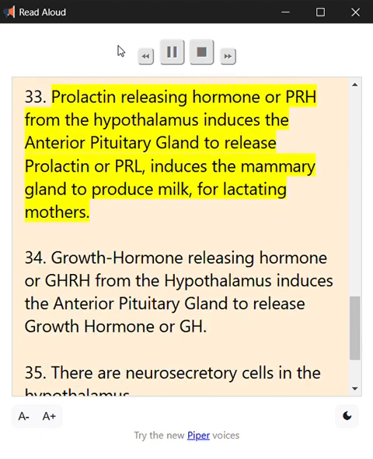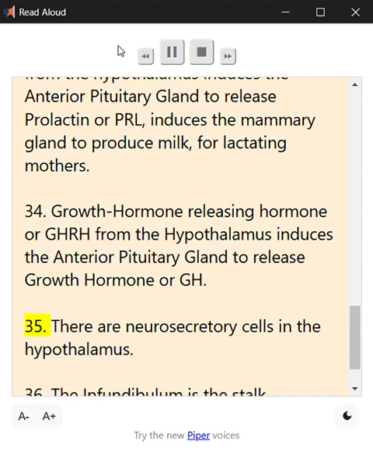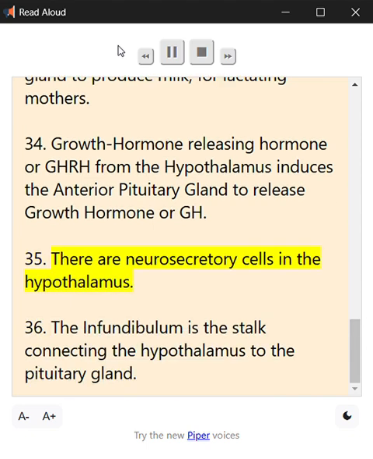33. Prolactin-releasing hormone or PRH from the hypothalamus induces the anterior pituitary gland to release prolactin or PRL, induces the mammary gland to produce milk for lactating mothers. 34. Growth hormone-releasing hormone or GHRH from the hypothalamus induces the anterior pituitary gland to release growth hormone or GH. 35. There are neurosecretory cells in the hypothalamus.